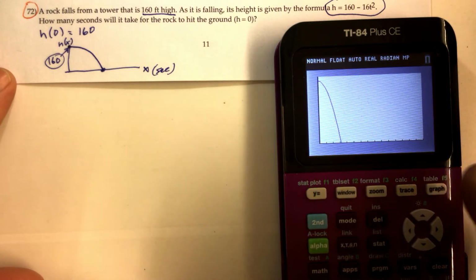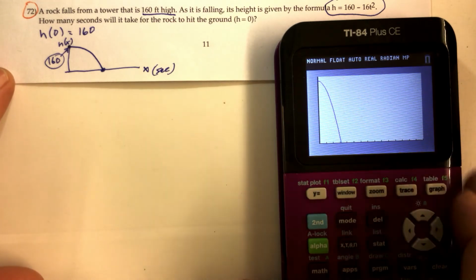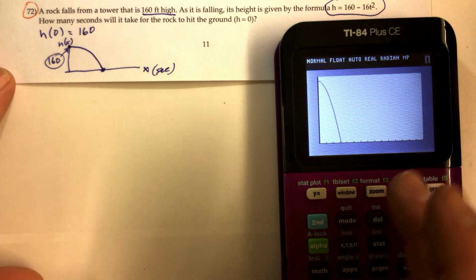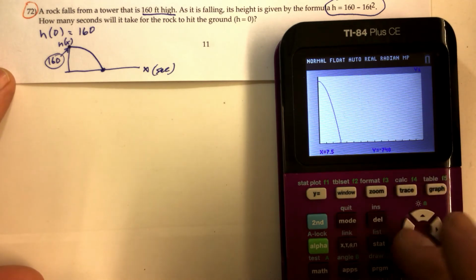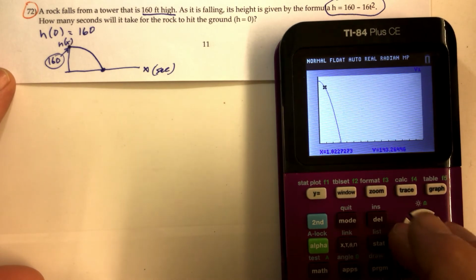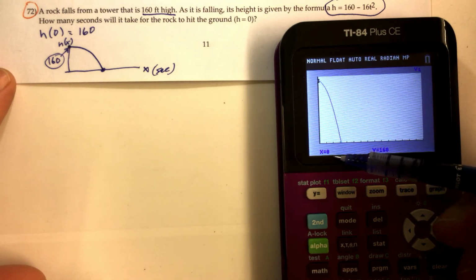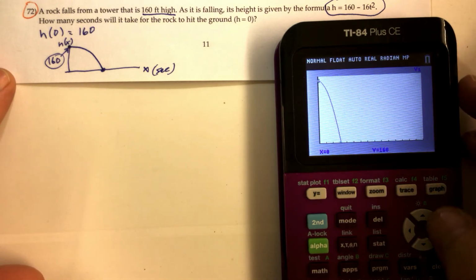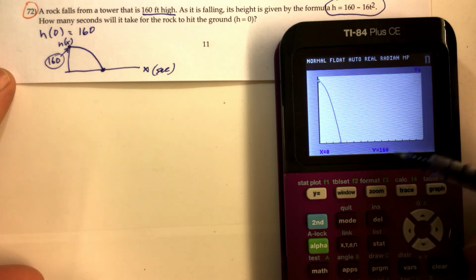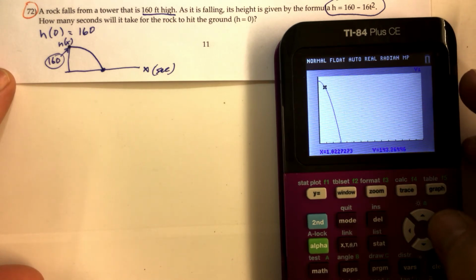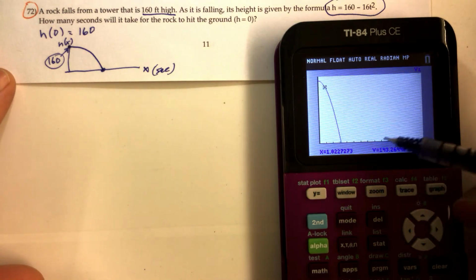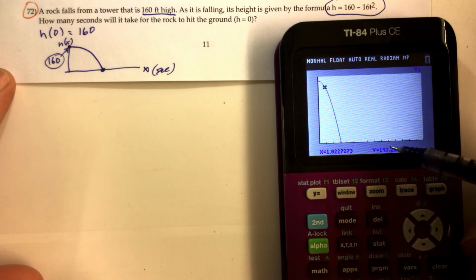So don't mind me. All right, so what are we being asked to find? How many seconds will it take for the rock to hit the ground? Well, if we trace this and we go, oh gosh, okay, there we go. So if we trace it, we can see right there when time is 0, when x is 0, again, that's the time, the rock is 160 feet high. Well, at about the 1 second mark, the height would be 143 feet.